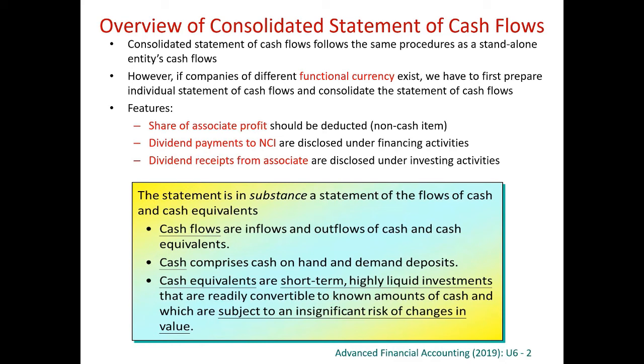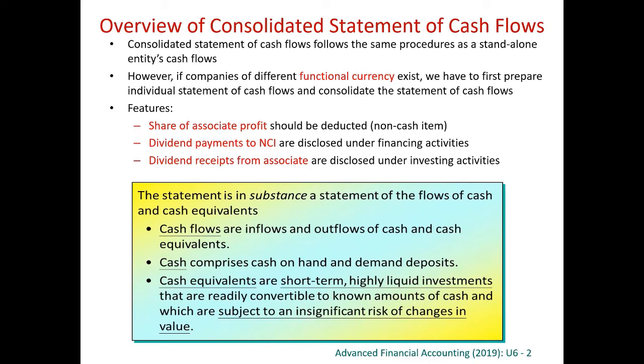For example, share of associates' profit. If we find any share of associates' profits, basically this is a non-cash item. Dividend received from associates is a cash item which will be disclosed under the investing activity, but share of the profit is not a cash item and therefore it should be deducted. Any dividend paid to NCI will remain in our statement of cash flow and therefore it will be disclosed under the financing activity.